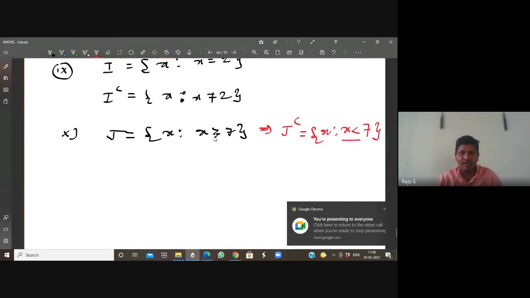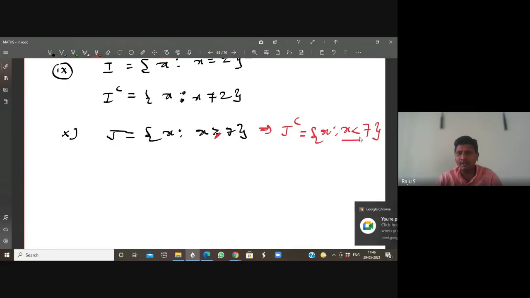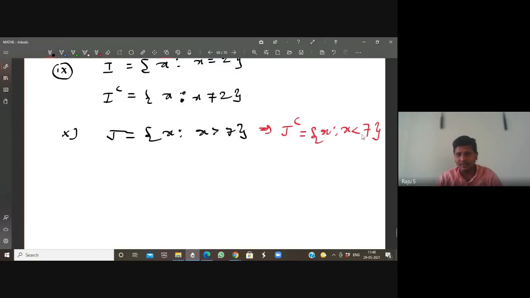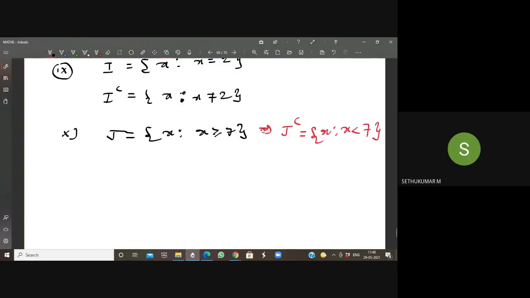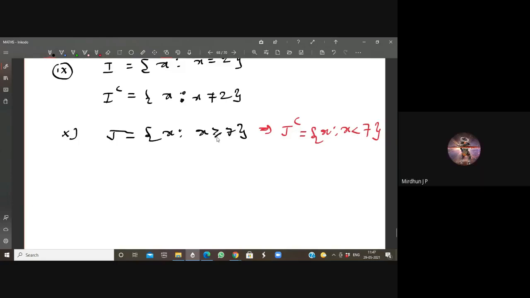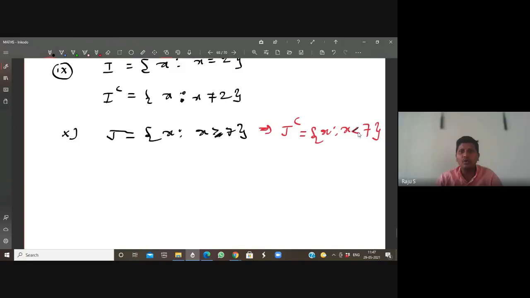Greater than or equal to. Whenever equal is given, just write lesser than. Whenever equal is not given, for example here only greater than, what about here? Lesser than or equal to 7. Exactly. Equal should not come in the complement. For example, 7 is there. Does 7 belong to its complement? No, sir. So only lesser than.